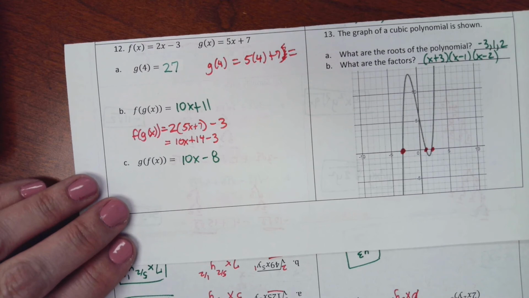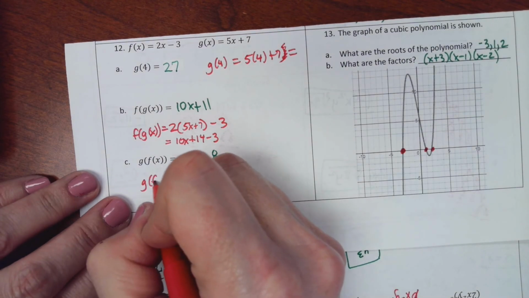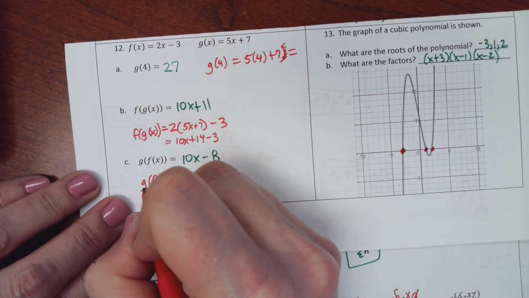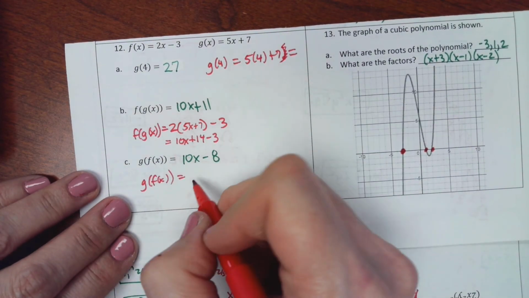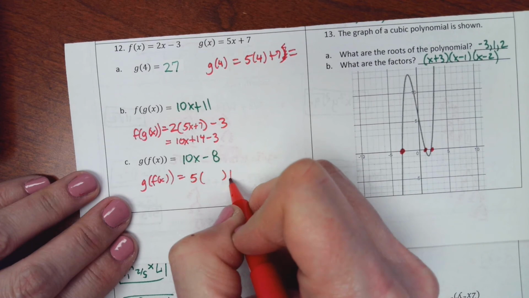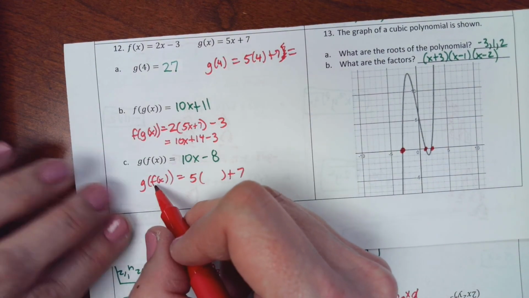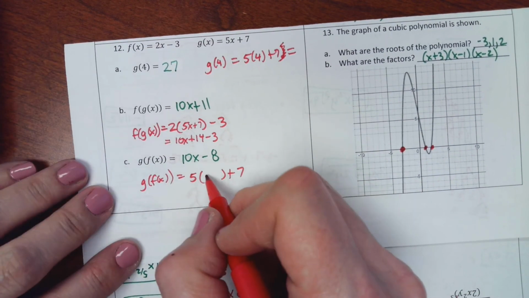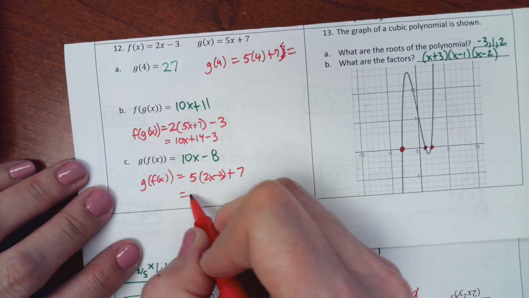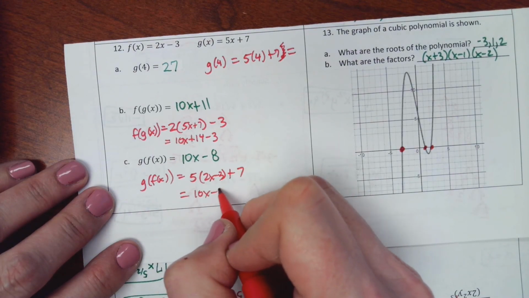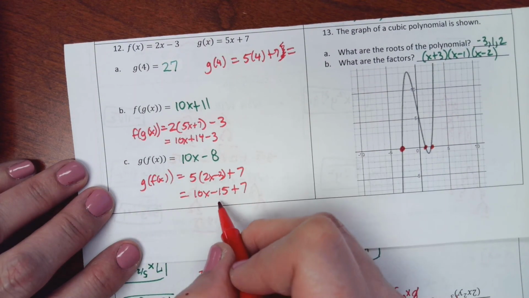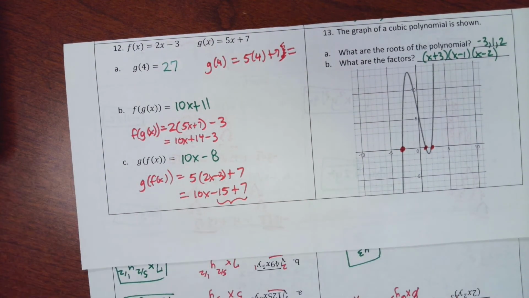All right, and then this guy, g of f of x. So that just means that g is the boss. So I write this down. 5 something plus 7, because that x gets replaced with f of x. F of x is 2x minus 3. Work it out. 10x minus 15 plus 7. So these two go together, so I get 10x minus 8. All right, that is it.